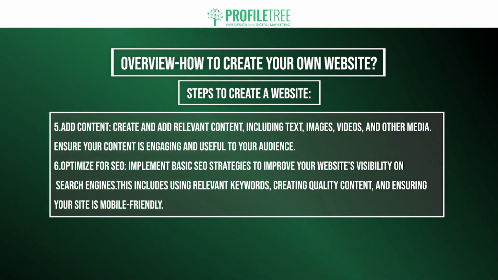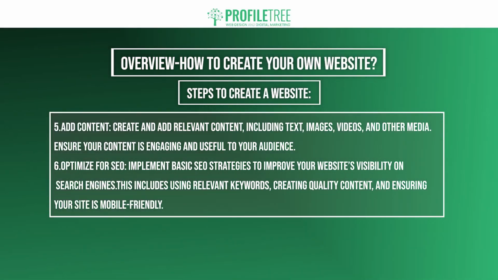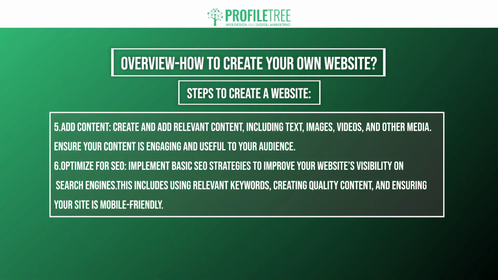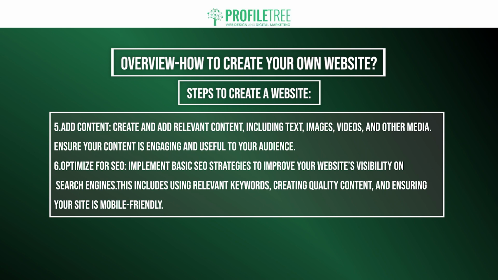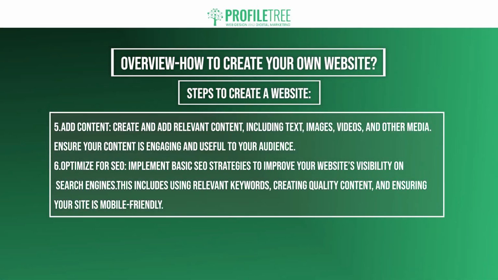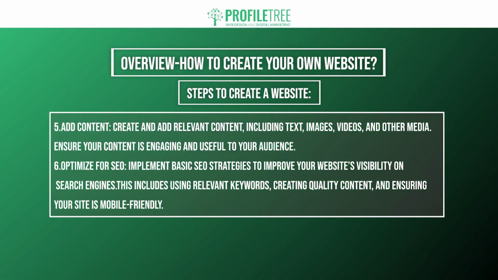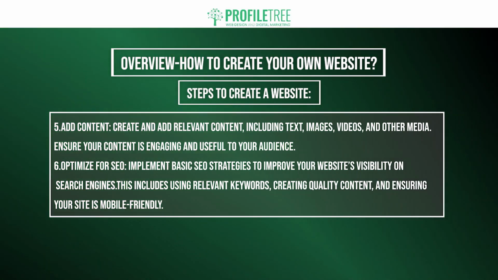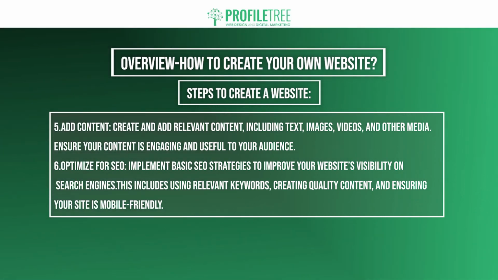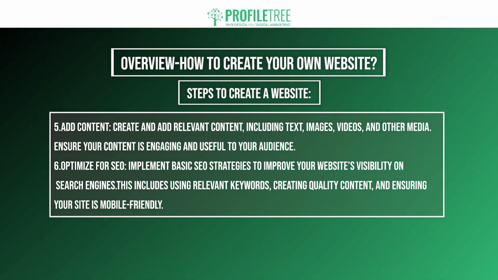Number 6 is coming up to the end really, which is when you optimize for SEO. You have to make sure that you implement basic SEO strategies to improve your website's visibility on search engines. This includes using relevant keywords, creating quality content, and ensuring your site is mobile friendly. Once you've ensured that everything is optimized for SEO, that gives your website a better chance of ranking on the search engine. So that could be Google, that could be Bing, that could be Microsoft Edge.